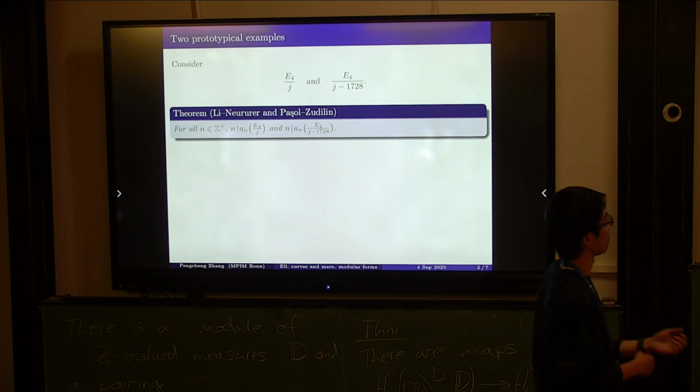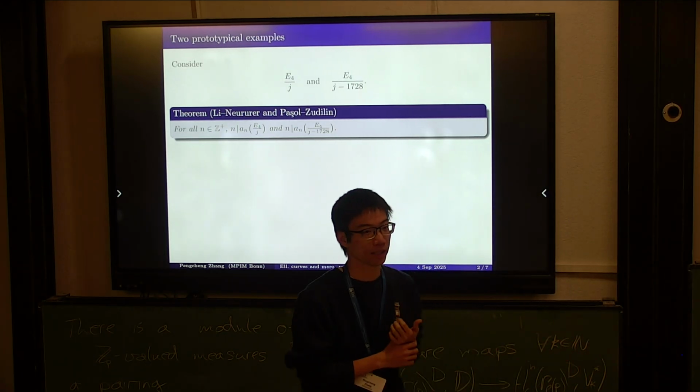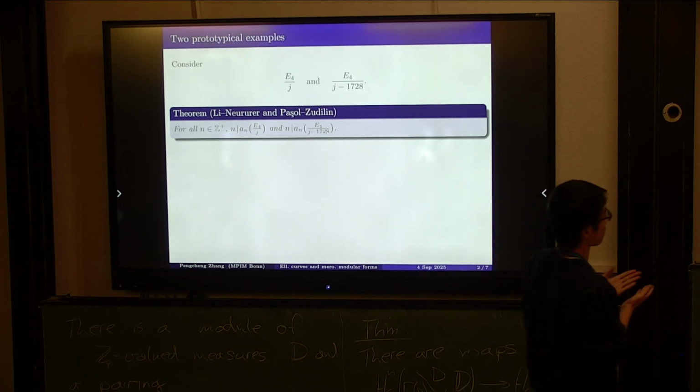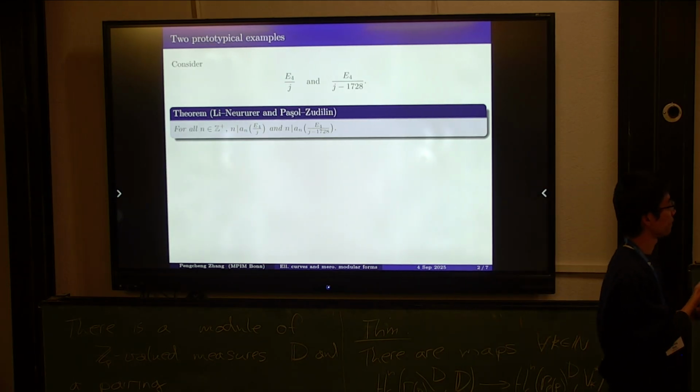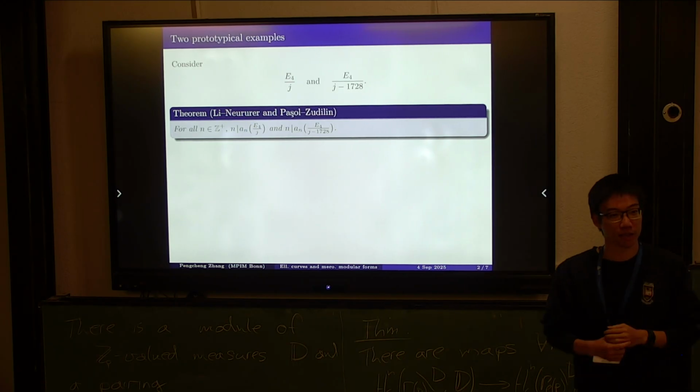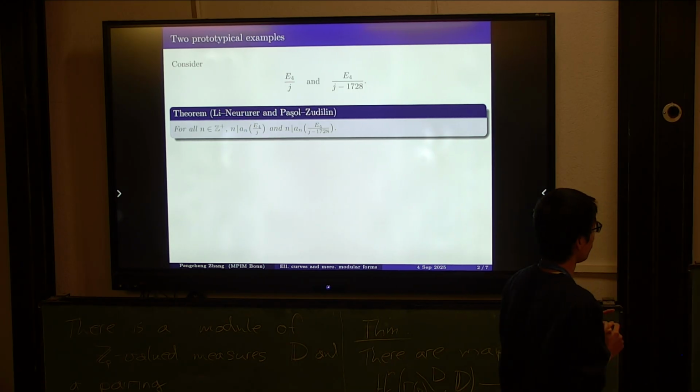So let's look at E4 over J and E4 over J minus 1728. We can still write down their Fourier series expansion formally, and if you do that, you'll realize that they both satisfy that n divides the nth Fourier coefficient for all n.